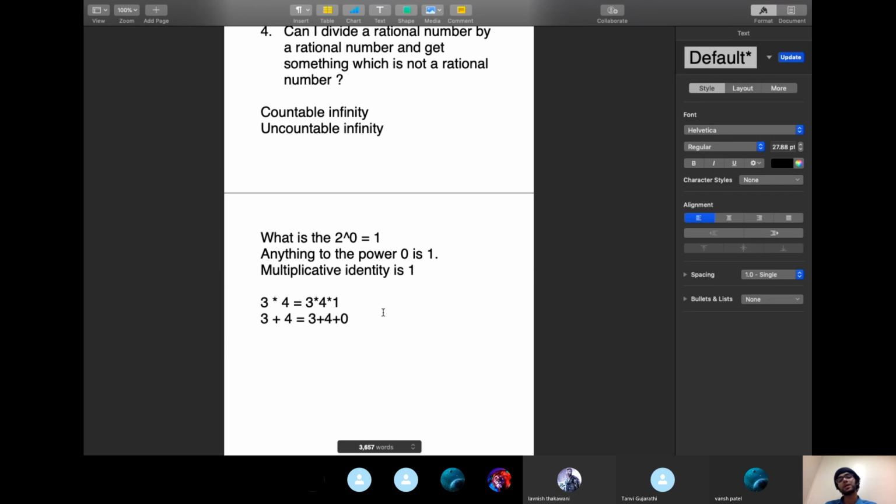So whenever we do multiplication, we multiply by 1 because 1 is the multiplicative identity. If you do 3 plus 4, it's always 3 plus 4 plus 0 because 0 is the additive identity. So now when I say 2 to the power 5, it is actually 2 times 2 times 2 times 2 times 2 times 1 because 1 is the multiplicative identity. So it will be used.